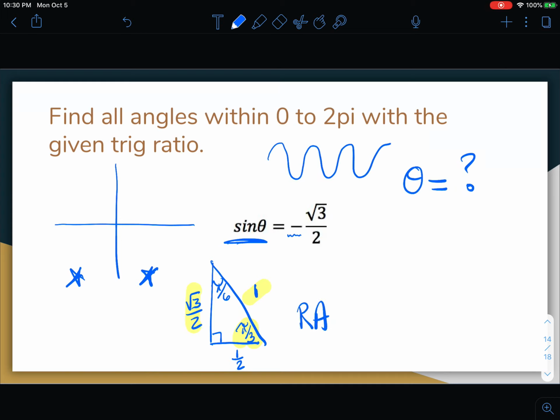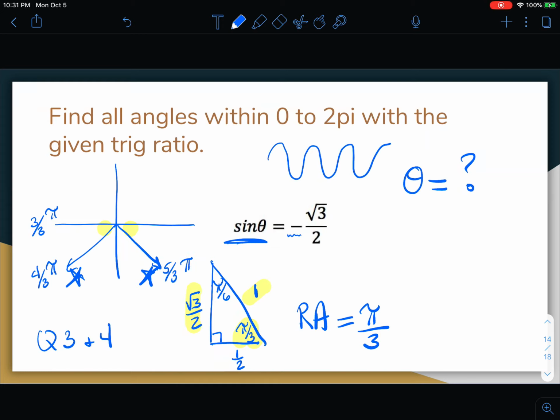So now we know the reference angle has to be pi/3. So we know the quadrants 3 and 4. It's kind of like we're playing detective here. We know the quadrants, we know the reference angle. So let's think about what angles these would be. Both of these little spaces are pi/3, that's the reference angle. If we're talking about thirds, this is 3/3 pi, this is 4/3 pi, and 5/3 pi.